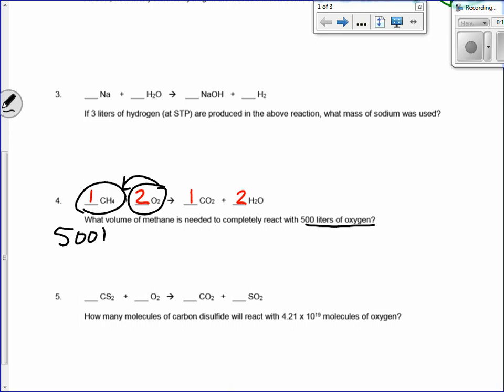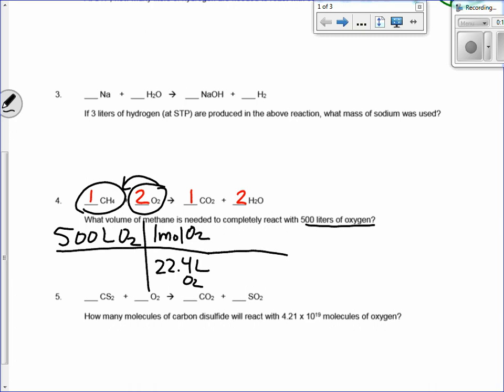500 liters O2. What am I going to put on the bottom? 22.4 liters. Correct. The 22.4 goes on the bottom. 22.4 liters equals 1 mole of O2. Correct. Now that I've done my changing to moles, what can I do? Mole ratio. Let's move on to mole ratio.